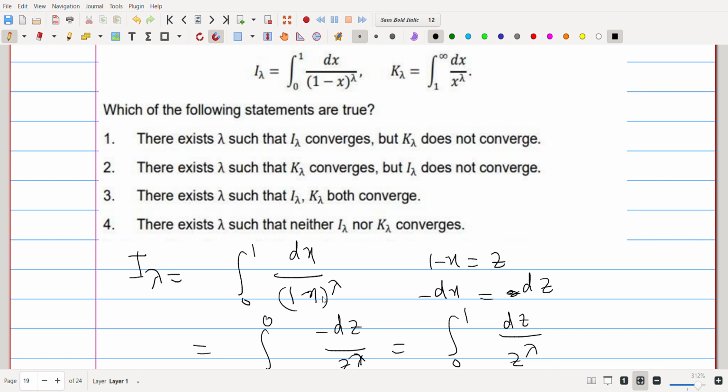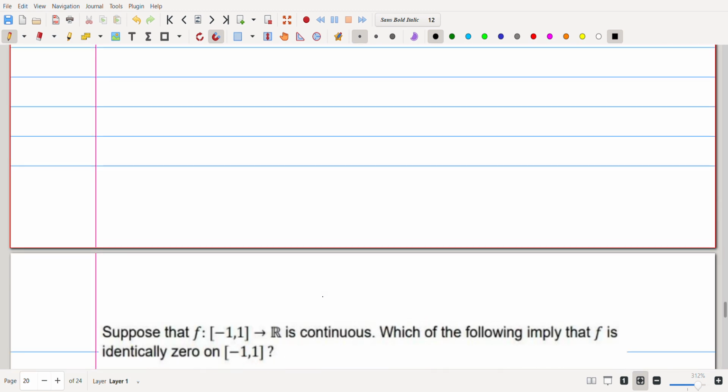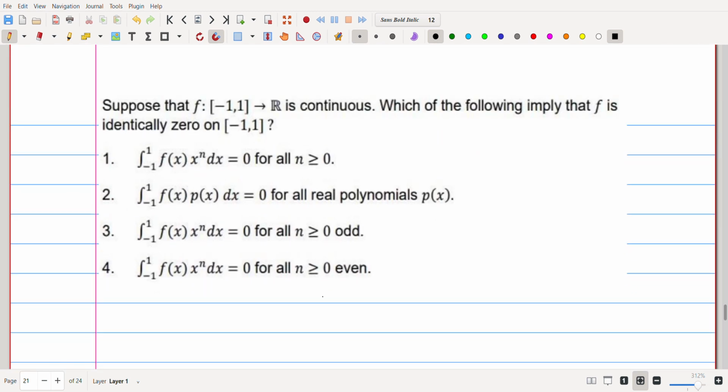Similarly, there exists a lambda such that K lambda converges but I lambda doesn't converge. In particular, you can take lambda to be 2. So these two are correct, and the fourth one is also correct, in particular if you take lambda to be 1. So hence 1, 2, 4, these are correct answers. Move to the next problem.